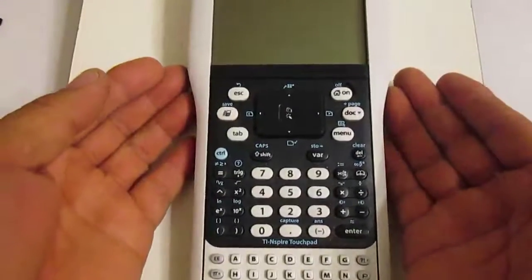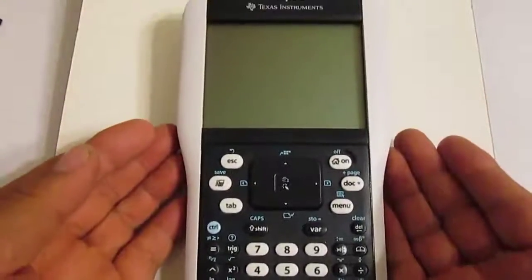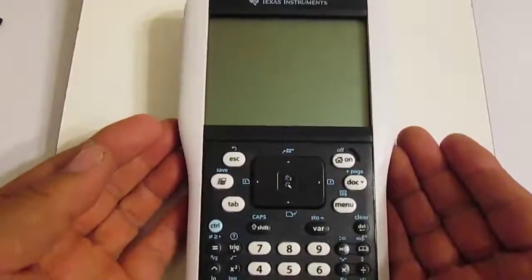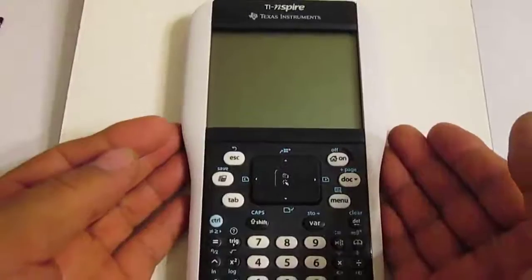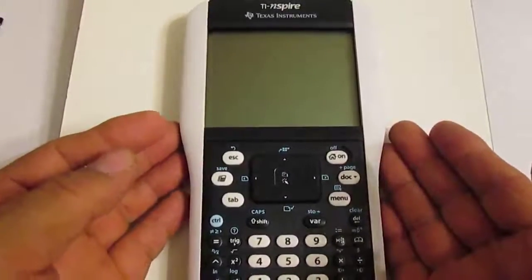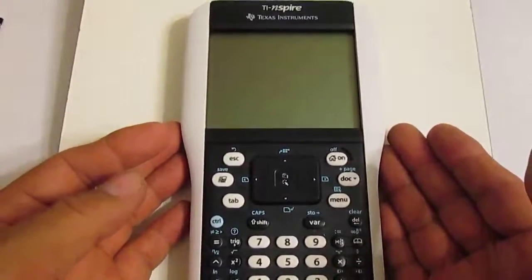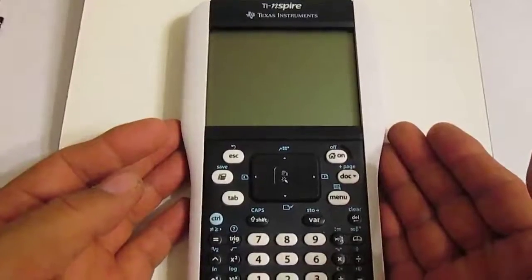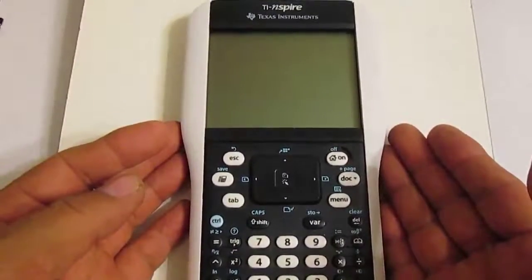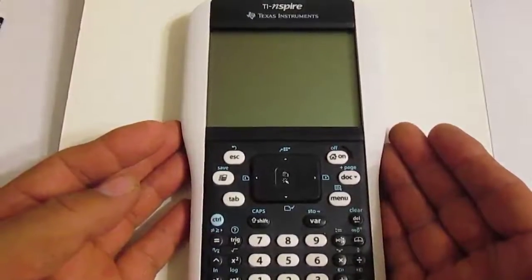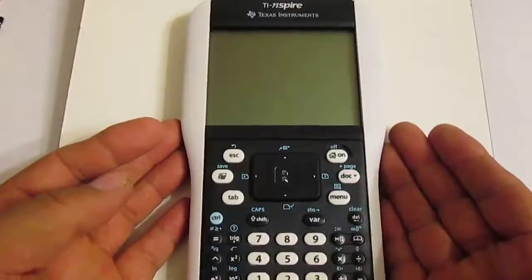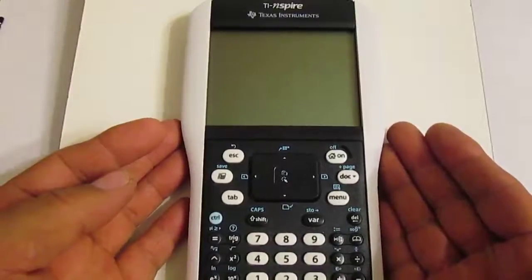Today I'm going to talk about the TI-nspire, and there's a little story here. About 6 months ago, I hadn't used this TI-nspire in a couple of years, after I stopped teaching. I turned it on about 6 months ago and it wasn't working.